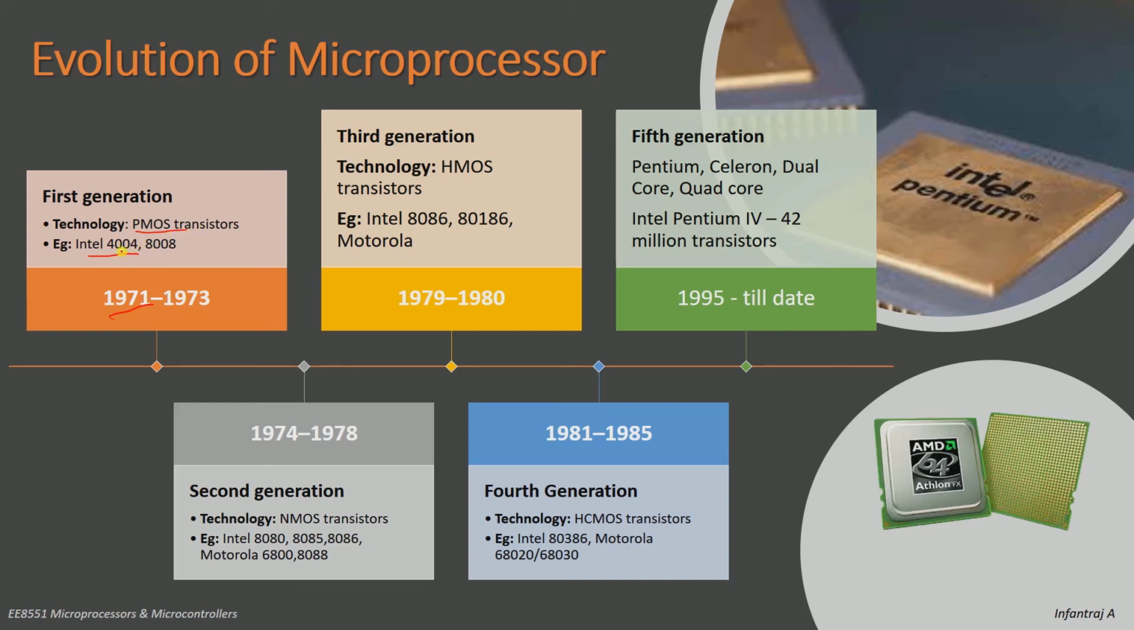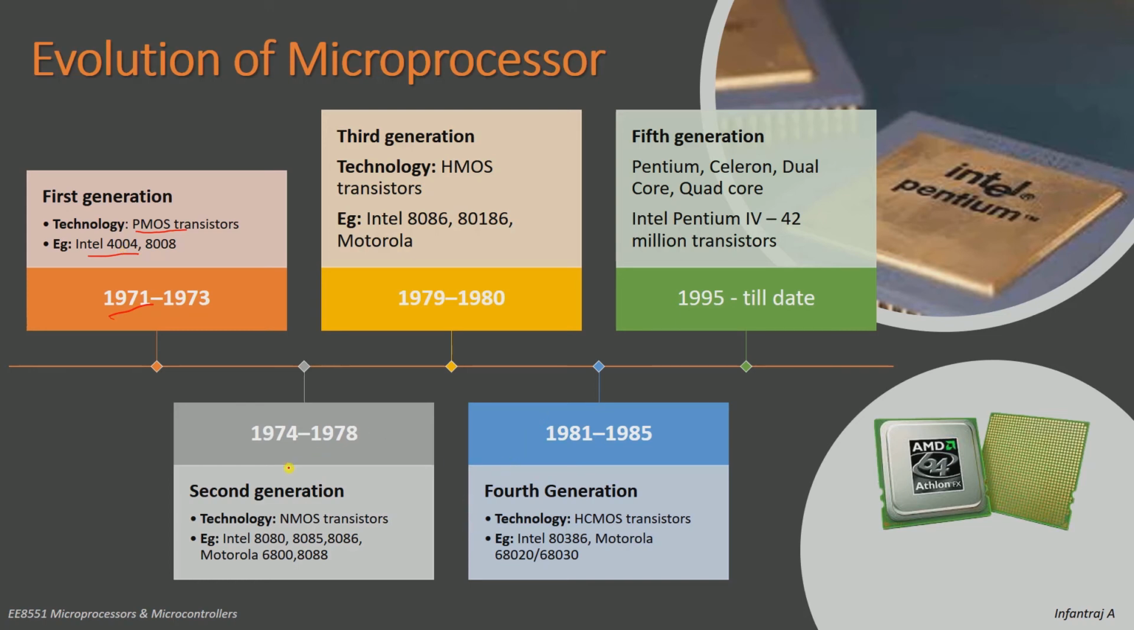When you were learning digital logic circuits or digital electronics during the second year of your engineering program, you must have learned about a topic called digital logic families. In digital logic families, you must have learned about various logic families like diode transistor logic, resistor transistor logic, transistor-transistor logic, CMOS logic, PMOS, NMOS logic. This first generation of microprocessor was fabricated using PMOS technology, P channel MOSFET technology.